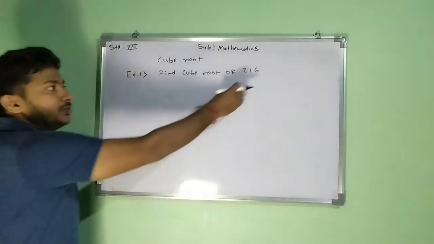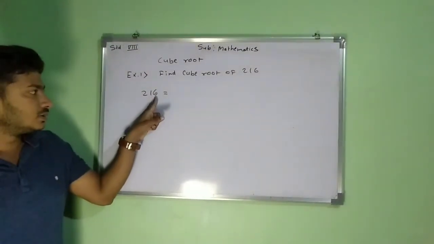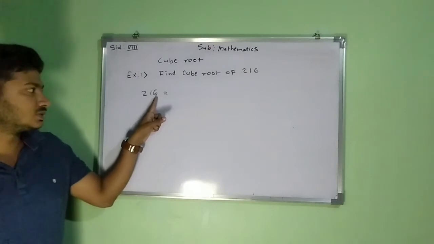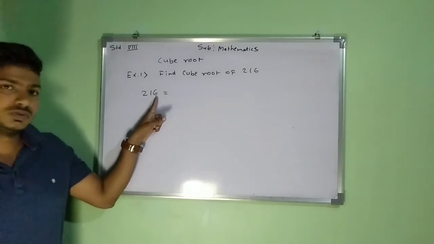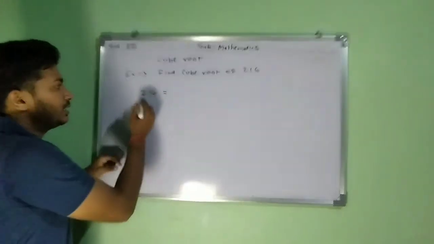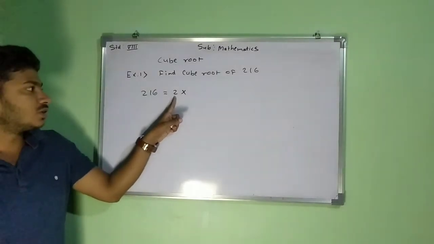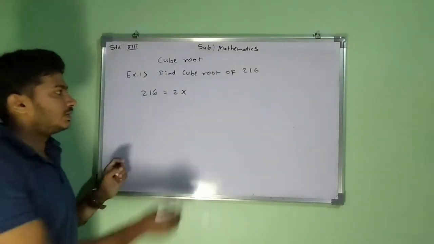So we will find the prime factors of 216. Now look here, at the unit place we have 6, so that number is divisible by 2. By using the divisibility test of 2, we will divide that number by 2. We know that 2 is a prime number. After dividing that number by 2, we will get 108.